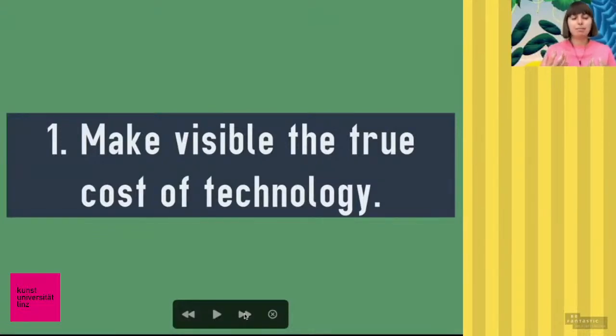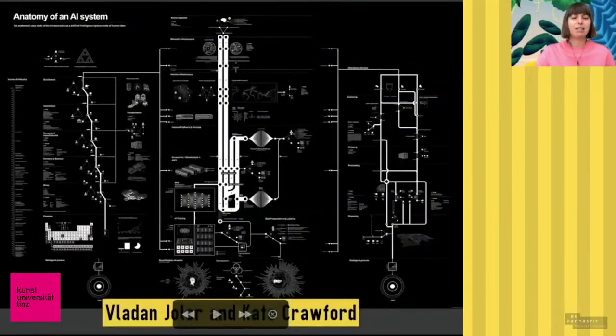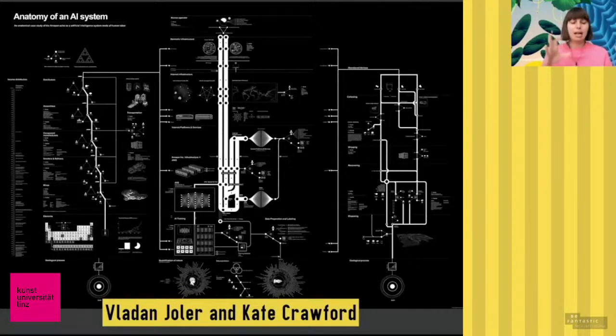So, the real cost of technology isn't happening far away or out of sight, out of mind. As inspiration for that, I wanted to share a map that Kate Crawford made together with Vladan Joler, called Anatomy of an AI System. What they did is they took an Amazon Alexa and they wanted to make a kind of super exploded view of what are the human and material costs that go into actually making this object.